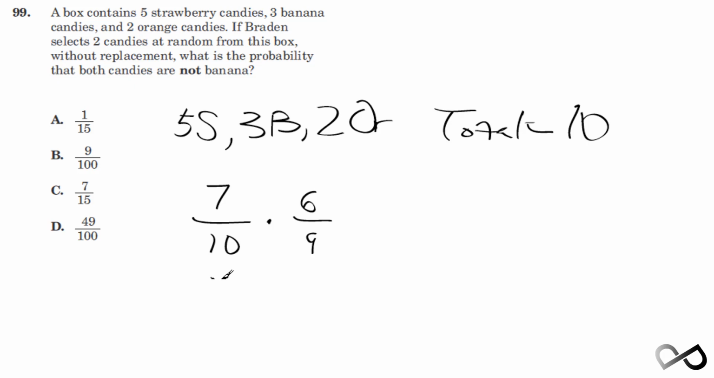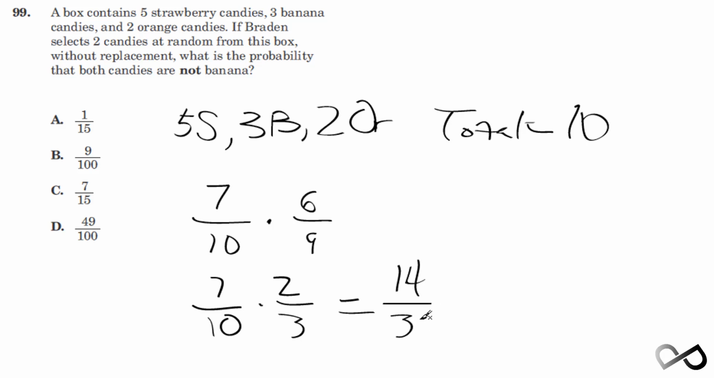And we're going to multiply that by our second selection. Our second selection, we're not going to replace, so if we take one out, we're going to have a total of 9 candies left. And if on the first choice we chose a non-banana candy, out of 7, we chose one of them out, then that means we have 6 non-banana candies left, and we're going to just multiply this across. Before we multiply, I always like to deal with smaller numbers. So let's reduce before we multiply it out. And 6 over 9 is the same as 2 over 3. Multiply that, and you get 14 on the numerator and 30 on the denominator. And that reduces down to 7 over 15, which is choice C.